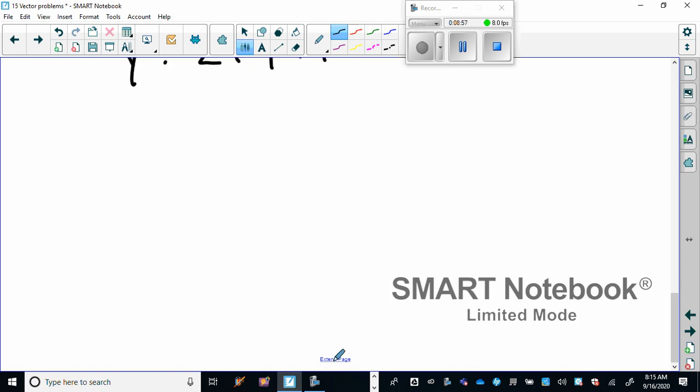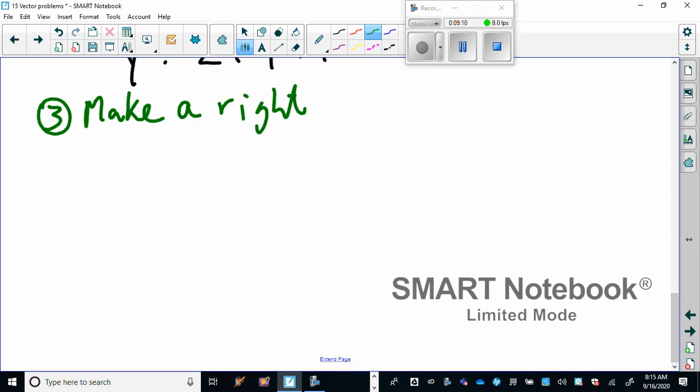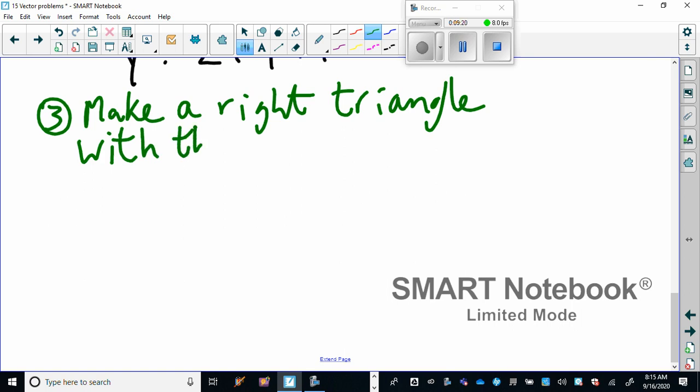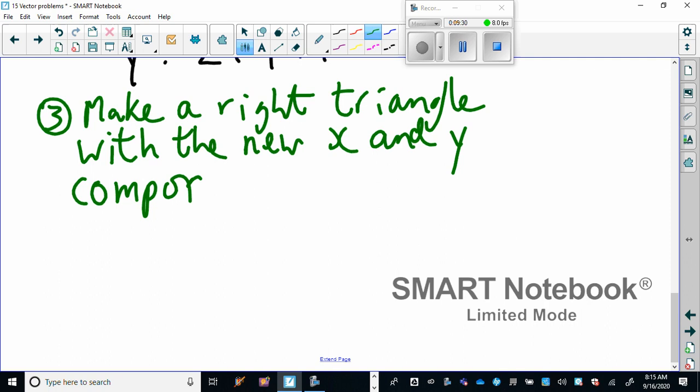Okay, on to step three. Step three is to make a right triangle with the new x and y components. Whatever answers we got from step two, we're now going to make a new right triangle, and this is why you only need SOHCAHTOA. You don't necessarily need the cosine law or the sine law. You can use those, but SOHCAHTOA is going to work for everything that we do because we're going to turn it into a right triangle.